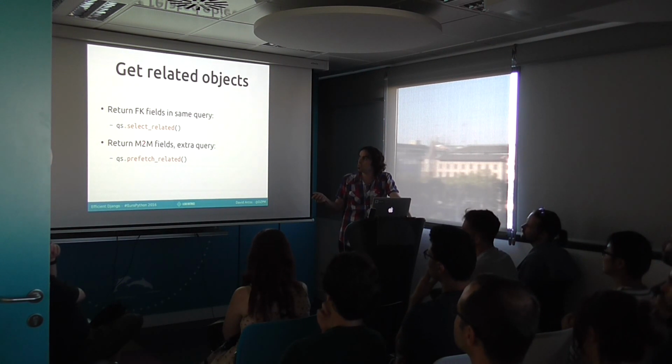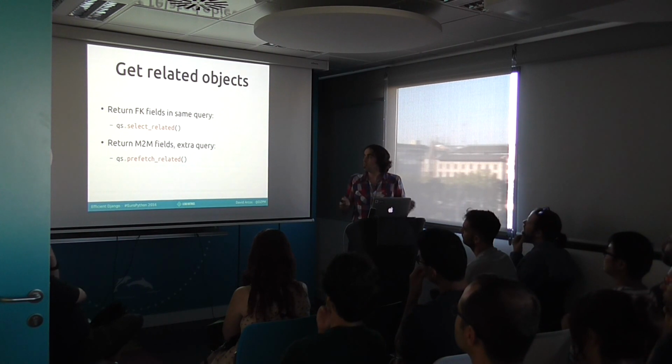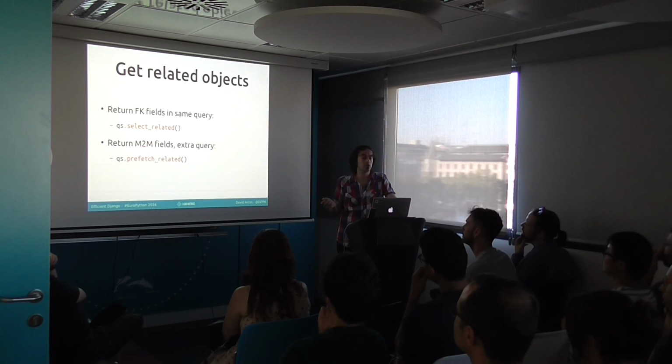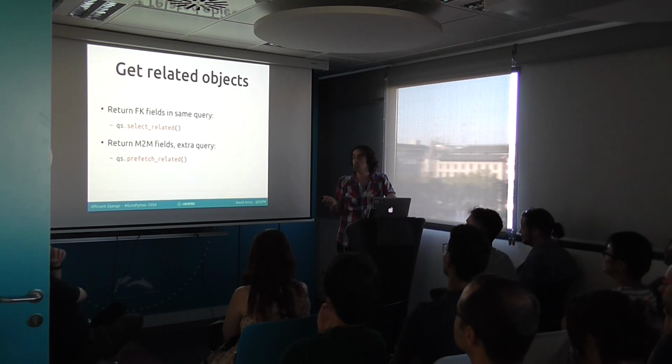For many-to-many fields, foreign key means a relation 1 to n. Many-to-many is n to n. It needs to do an extra query, and it will do the join in Python. So that is what prefetch related does.